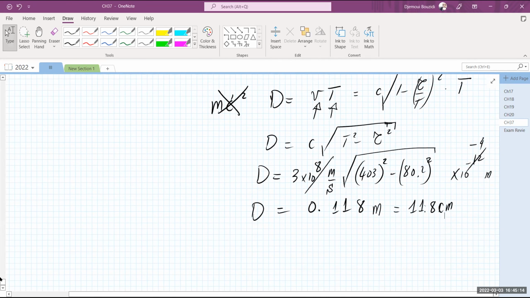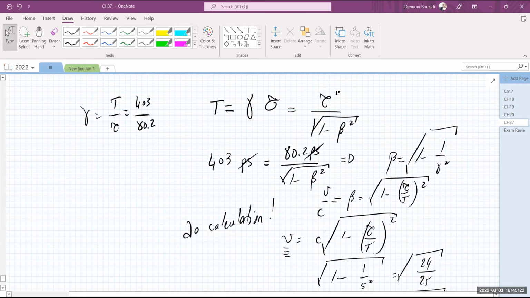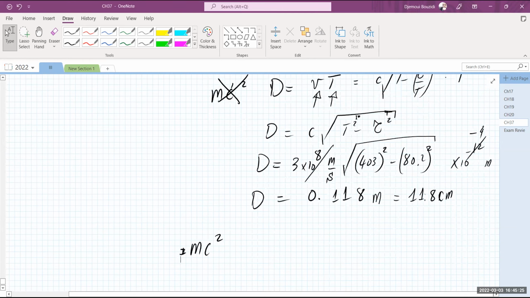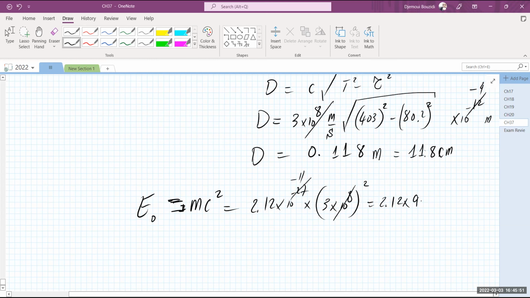What is its rest energy? The rest energy is easy. It's mc squared. And in this case, m is given as 2.12 times 10 to the negative 27. So the rest energy, I'm going to call it E naught, is going to be 2.12 times 10 to the negative 27 times c squared, which is 3 times 10 to the power 8 squared. 8 squared is 16, added to negative 27, that's negative 11. So you're left with 2.12 times 9 times 10 to the negative 11.